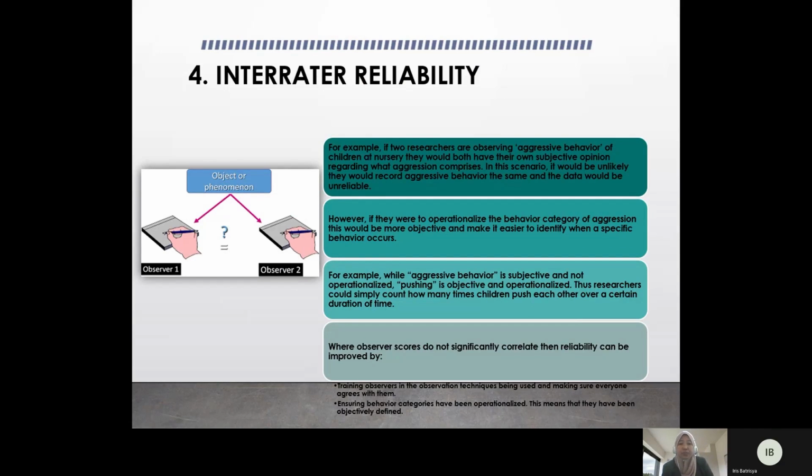For example, if 2 researchers are observing aggressive behavior of children at a nursery, they would both have their own subjective opinion regarding the aggression comprised. In this scenario, it would be unlikely they would record aggressive behavior the same way, and the data would be unreliable.